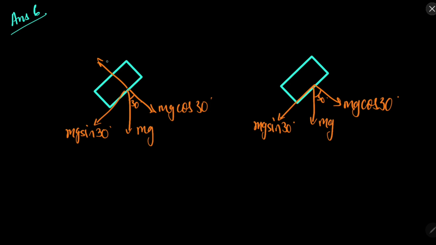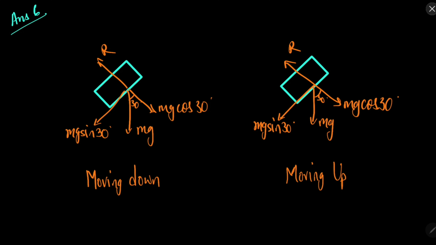Now there is this normal force also, R. So now what do we have in the first case? Let's say the body is moving down. In the second case, the body is moving up. So if the body is moving up, then there will be a force of friction which will be in the downward direction, mu R, and when the body is moving down, the frictional force will be in this direction.